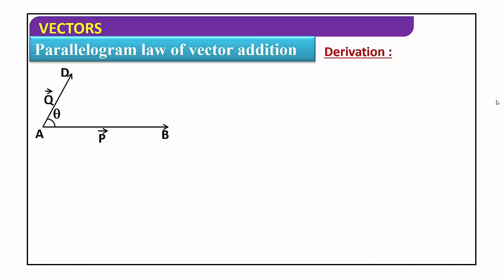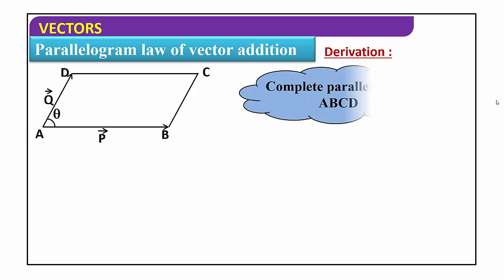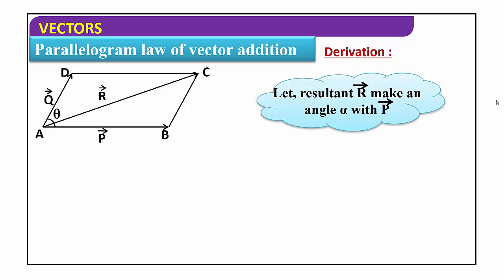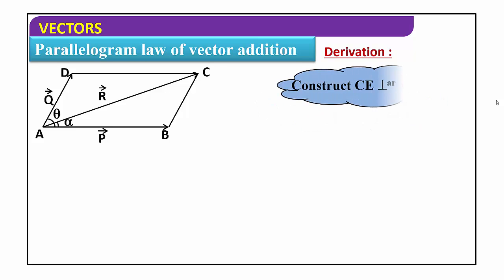Once again I will revise the derivation. You can observe here. We considered two vectors, vector P and vector Q. The angle between vector P and Q is theta. Let us complete the parallelogram ABCD. Here I am going to take the resultant vector R. Vector R is along the diagonal of the parallelogram AC. Vector AC is equal to vector R, that is resultant vector. Now that resultant vector R makes an angle alpha with vector P. Angle theta is between vector P and vector Q. Then angle alpha is between vector P and vector R.